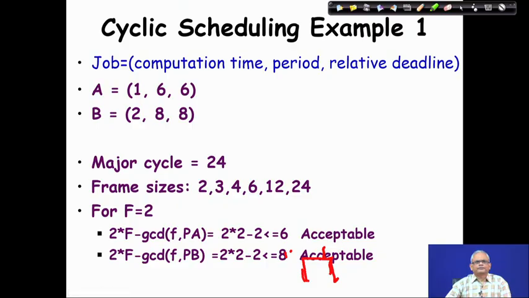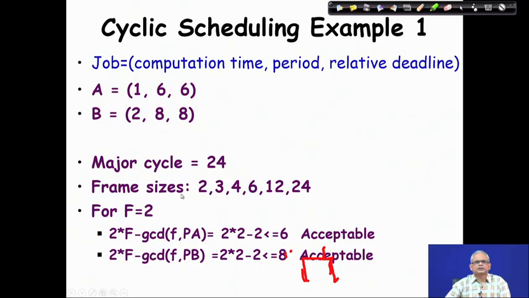If you remember, the frame size must squarely divide the major cycle, that we get from the schedule table consideration, minimizing the size of the schedule table, and therefore, we can get 24, 12, 6, 4, 3, 2. These are the frame sizes that we can consider for the other conditions.